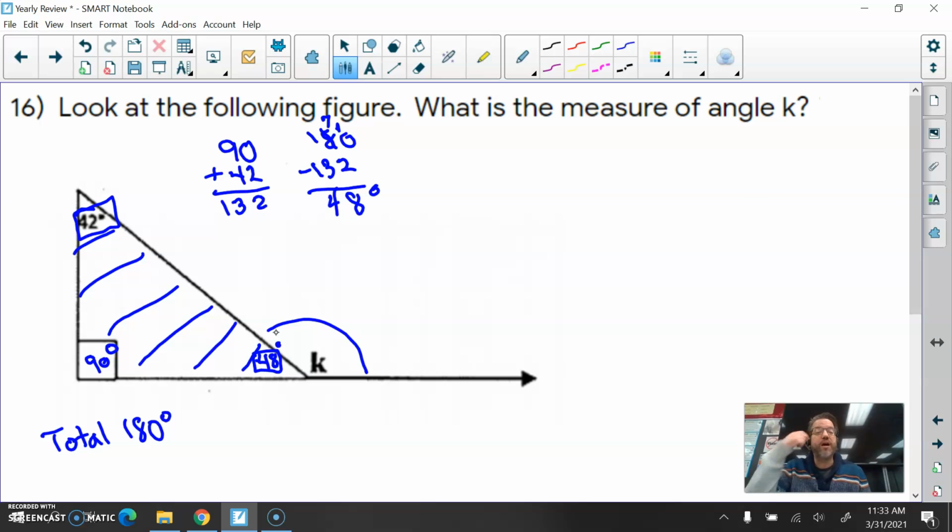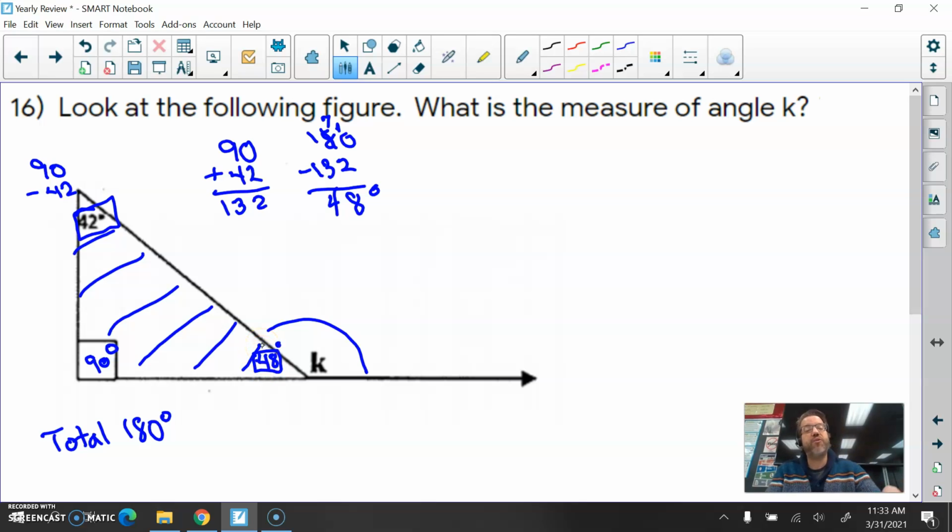Okay. By the way, since this was 90 degrees here, you know these two angles have to total 90 degrees. So you could have taken 90 minus 42. That would also give you the 48-degree measurement here.